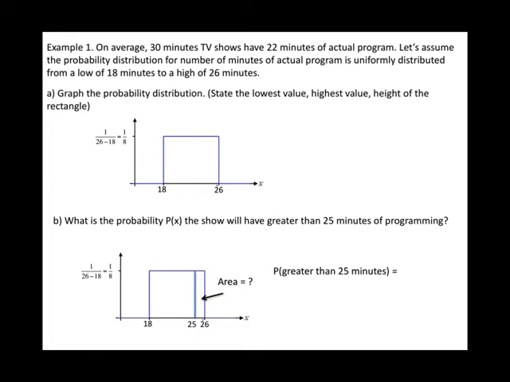The area of the rectangle will be the base times the height. The base is going to be 26 minus 25, which is going to be 1, times the height of the rectangle, times 1 over 8. So you're going to get 0.125. This is the probability that the show will have greater than 25 minutes of programming.